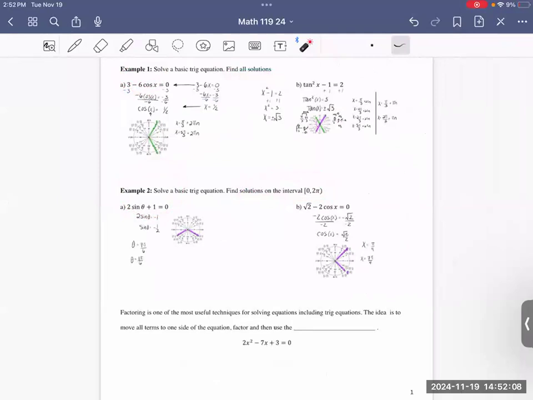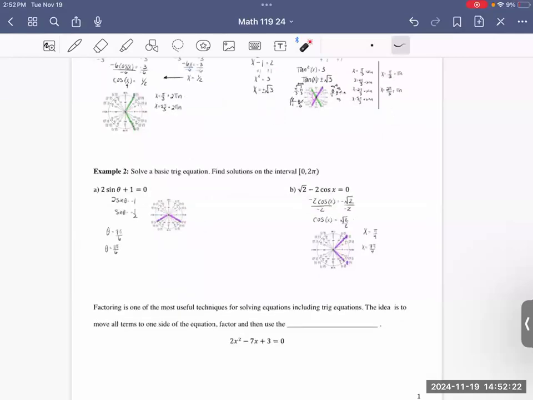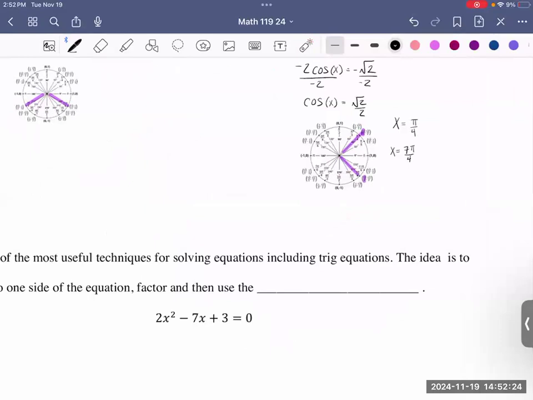However, from what we've done previously, we talked about quadratics next. So factoring is one of the most useful techniques for solving equations, including your trig equations. The idea is to move all terms to one side and factor, then use what we talked about from previous sections called the zero product property.